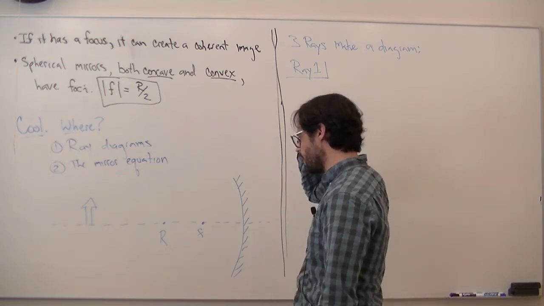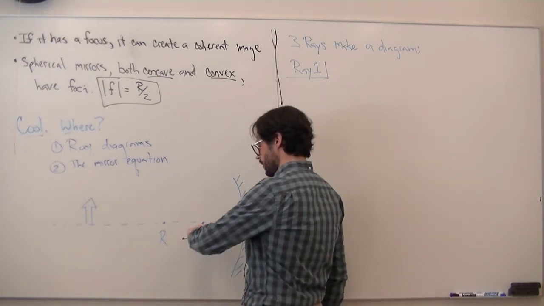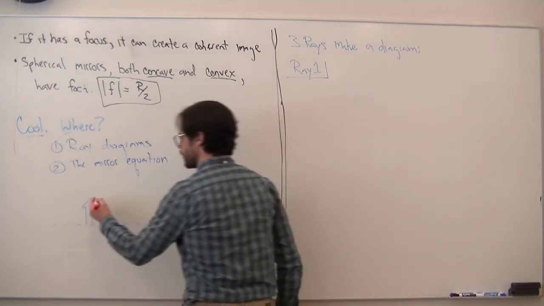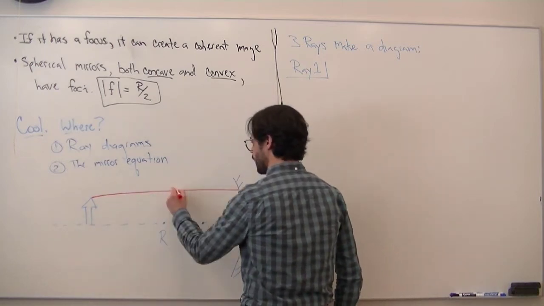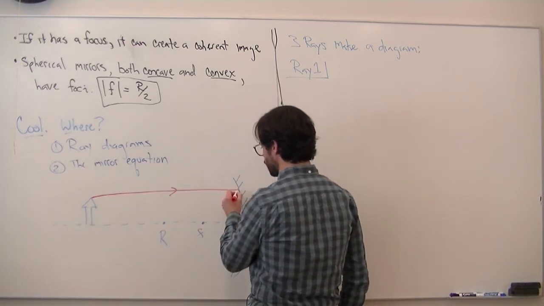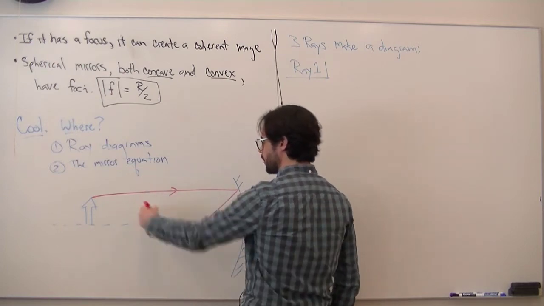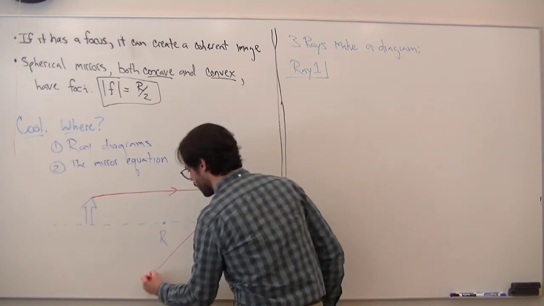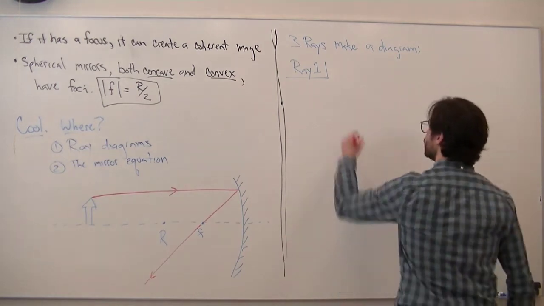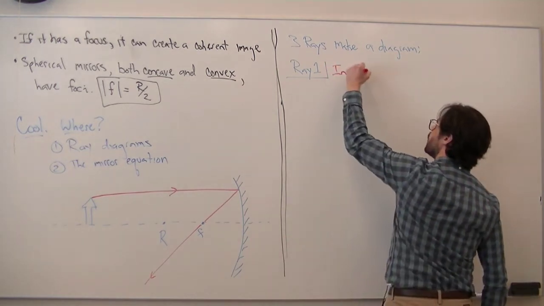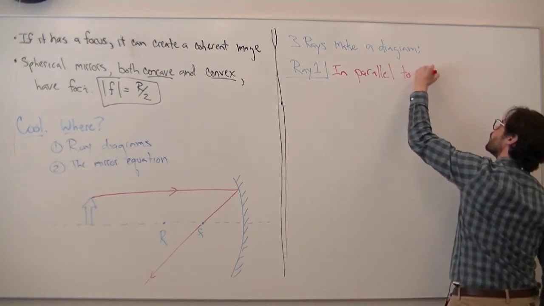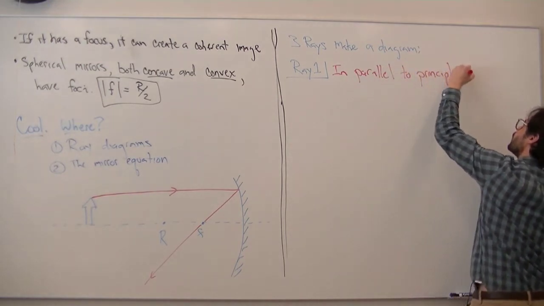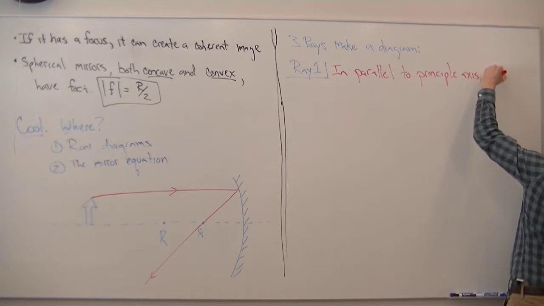Well, so number one is using the idea of the focus. So if I go in parallel to the principal axis and I strike the mirror, the whole point of the focus is that if you go in parallel to the principal axis, I will go out through the focus. So that's ray one. In parallel to the principal axis, out through focus.